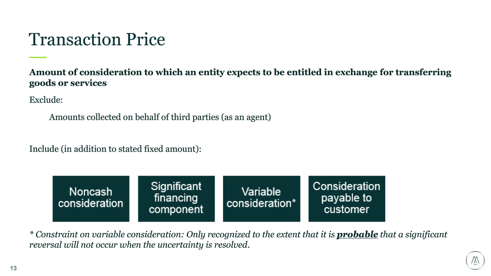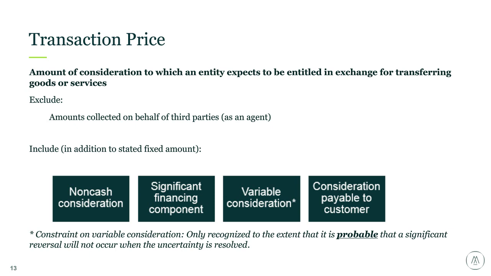If the consideration is variable, meaning the ultimate consideration depends upon a future event occurring, an entity estimates the amount of consideration to which it will be entitled, and that estimated amount of variable consideration will be included in the transaction price only to the extent that it is probable that a significant reversal of that amount will not occur when the uncertainty associated with the variable consideration is subsequently resolved. That is known as the constraint on variable consideration, and we'll expand on that in the next slide.